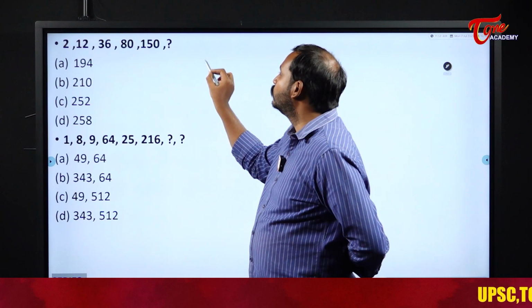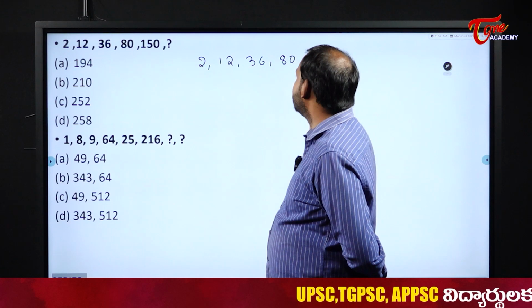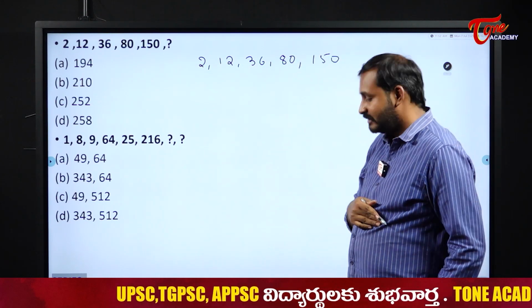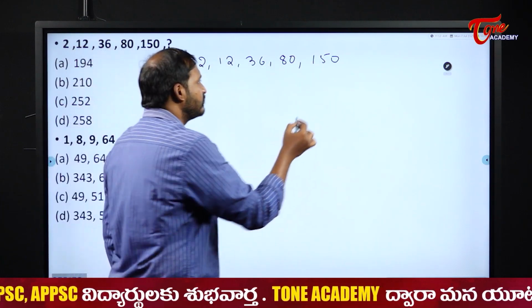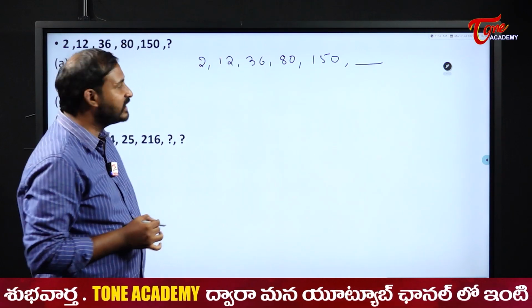Next, 2, 12, 36, 80, 150. What are these? Now tell me what are these numbers? Just now I explained you about these things. And what comes next? What comes next here? Please observe here.